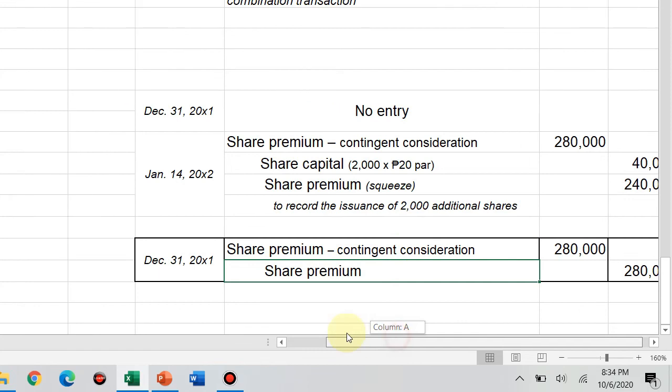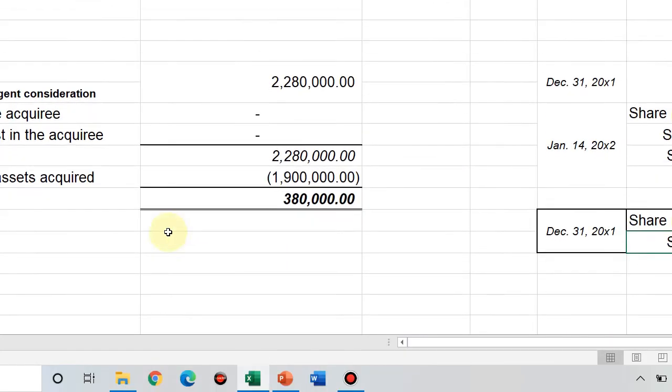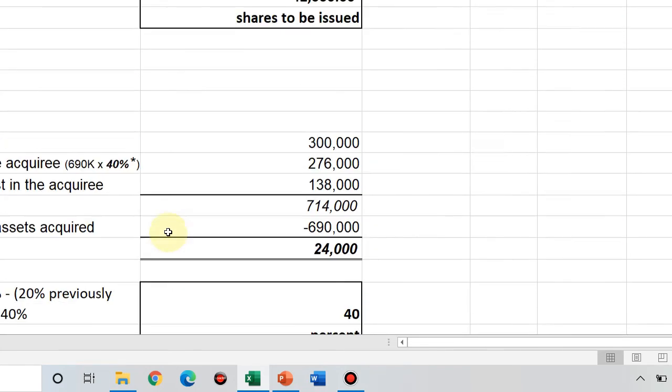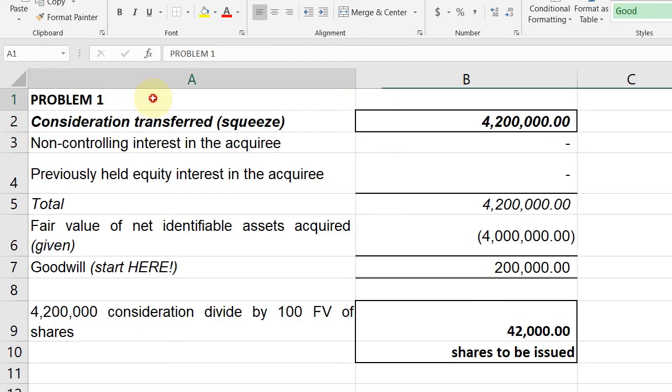Okay? So, yun lang guys. Ganun lang kasimple yan. This is just added topics. Okay? Kasi minsan lumalabas din to eh. So, at least we have discussed this.